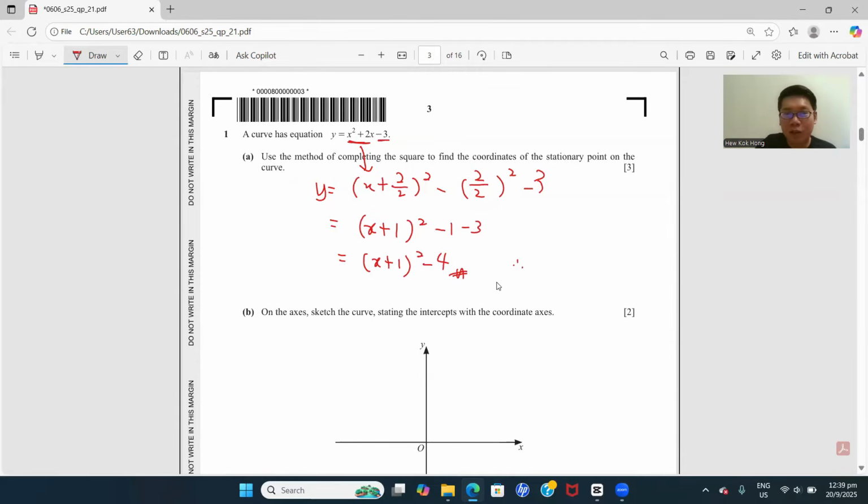Then we can confirm the turning point. The x value comes from here, which is x plus 1 equals 0. So x equals minus 1. And then the y, we just copy the value here.